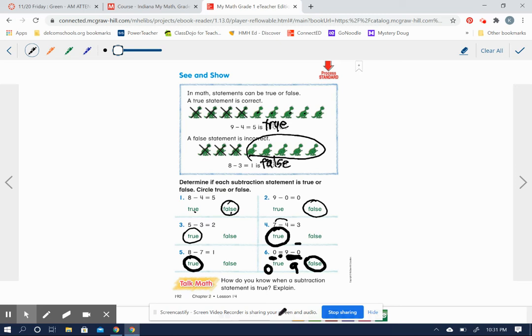Okay, now math talk down here, talk math. How do you know when a subtraction statement is true? Can you explain that? Maybe to an adult that's sitting close by? How do you know when a subtraction statement is true? Yeah, it's when it is correct. That's how you tell if it's true.